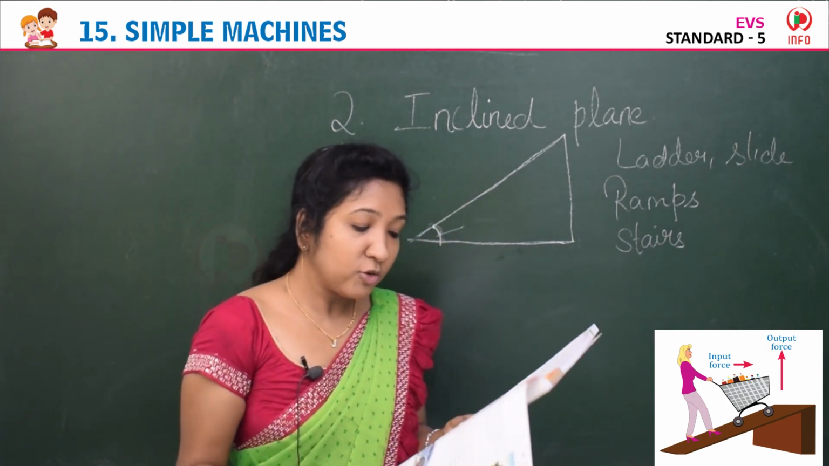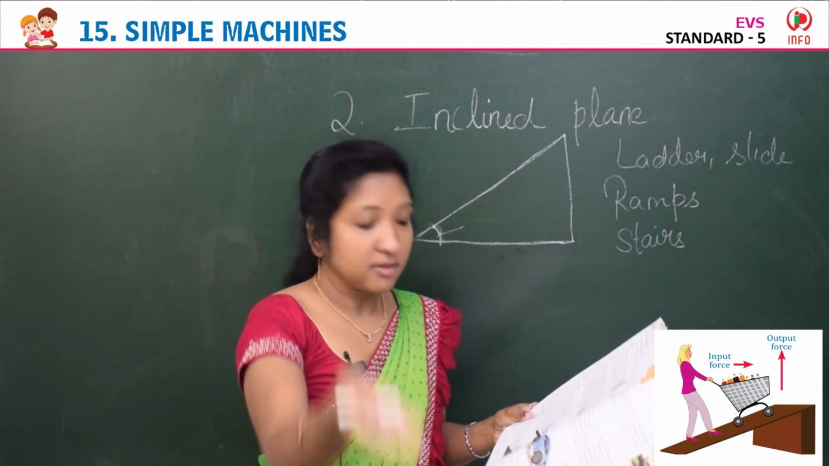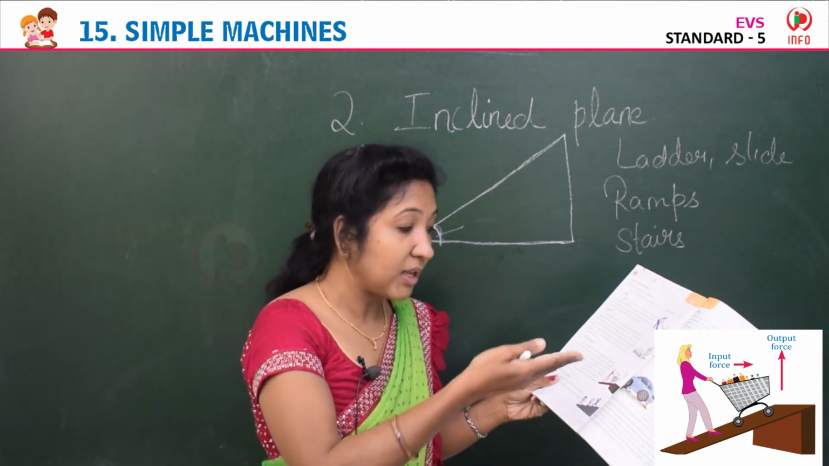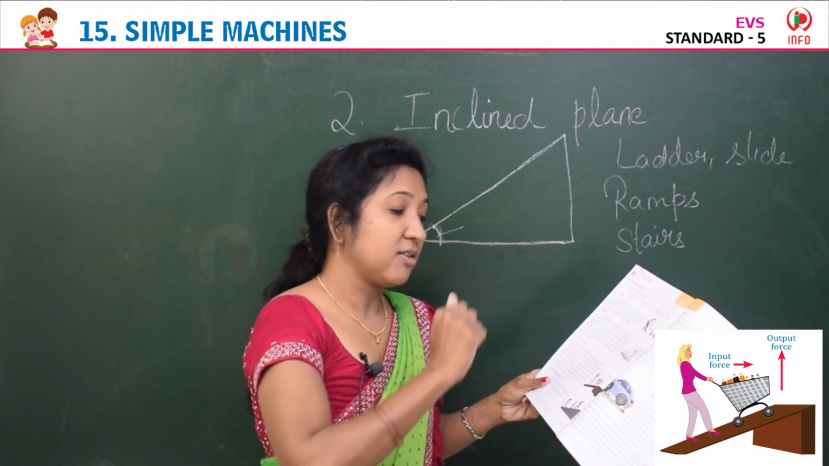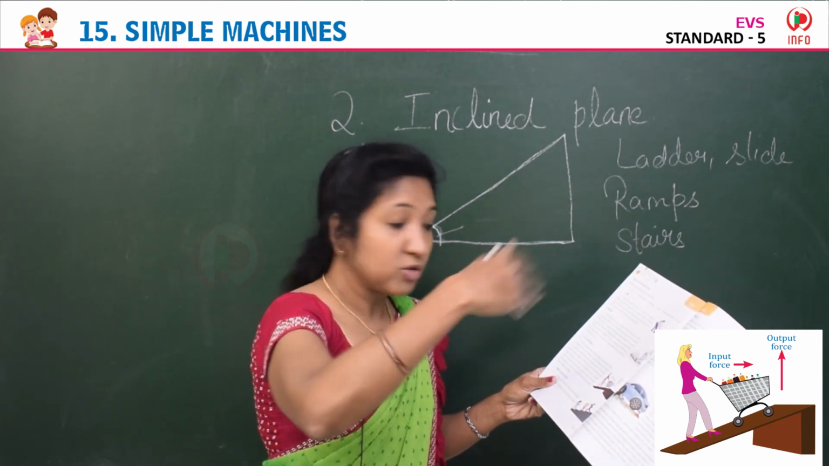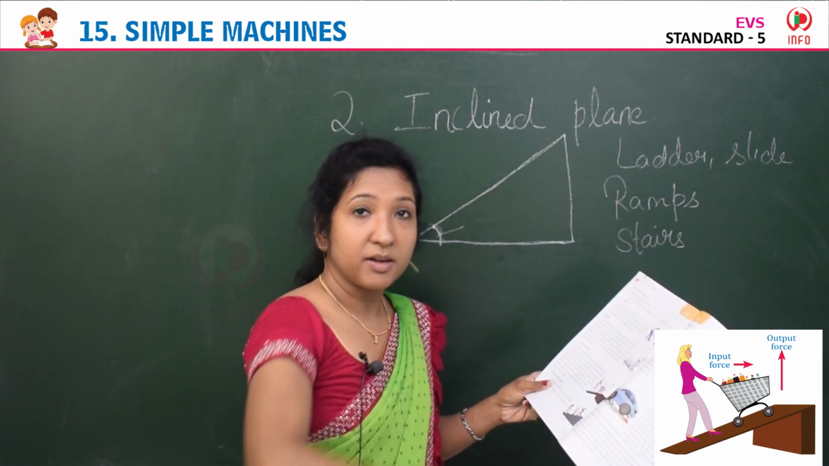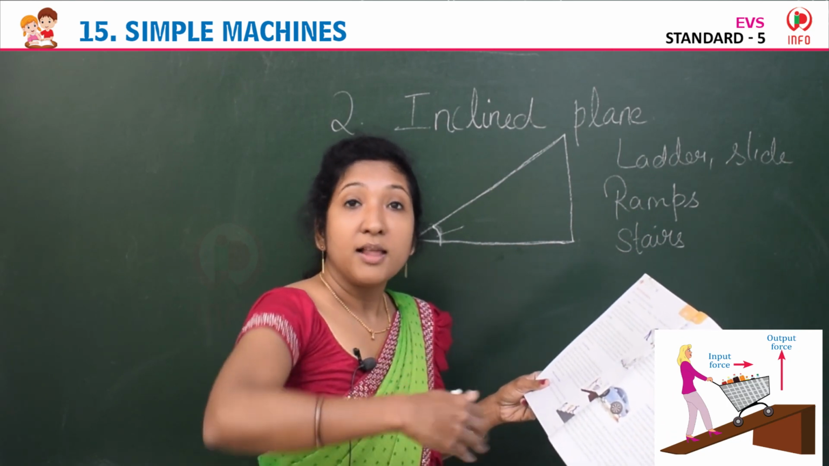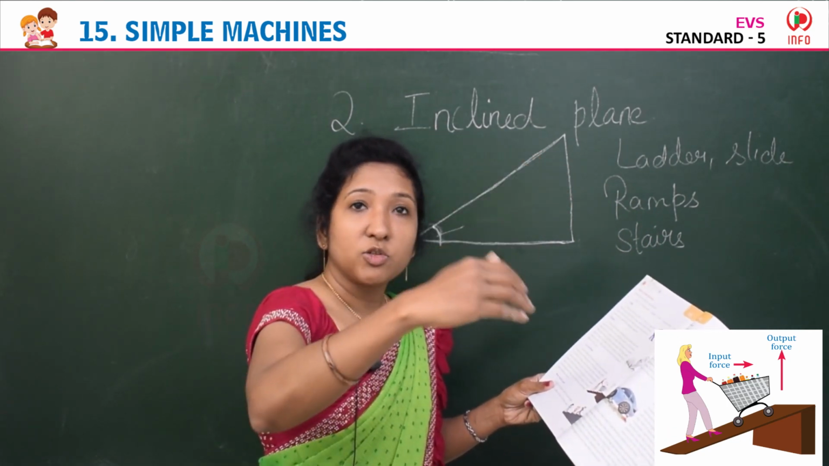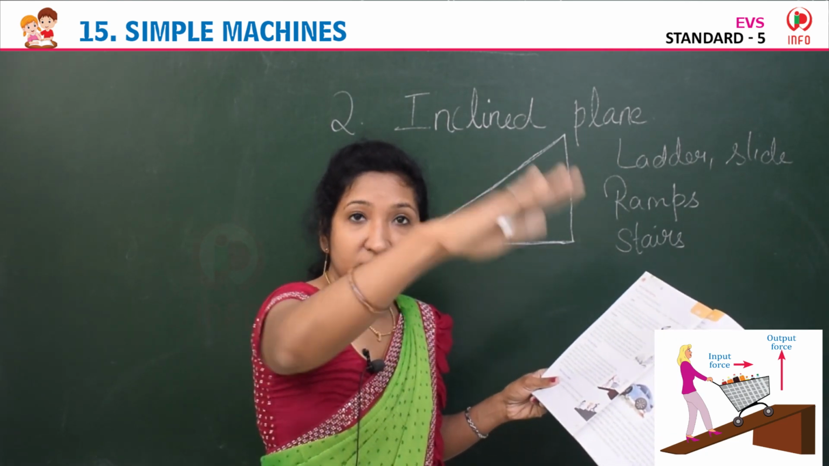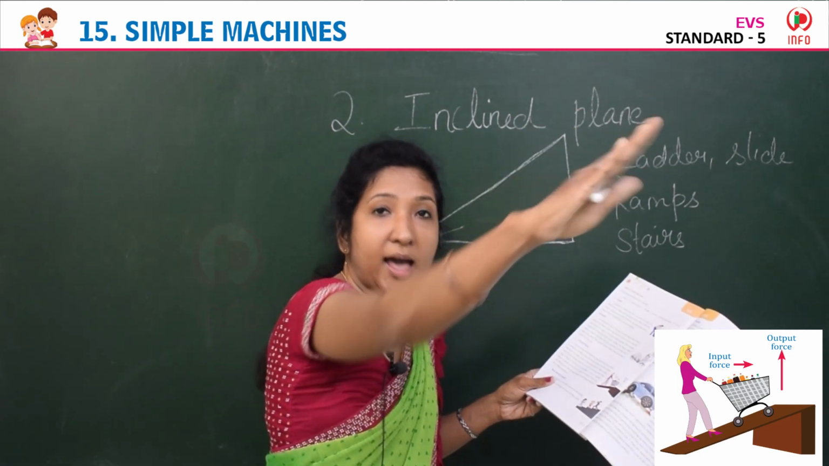Then the log of wood is rolled along the board and lifted up slowly. Here is the example. You can see the picture how the lady is taking that trolley to reach up, isn't it? Like that, heavy logs of wood or barrels we can lift to the van or to the truck by using this kind of ramps or inclined surface from lower level to higher level.